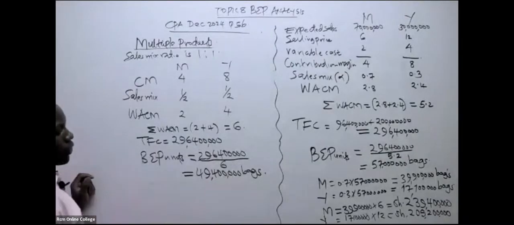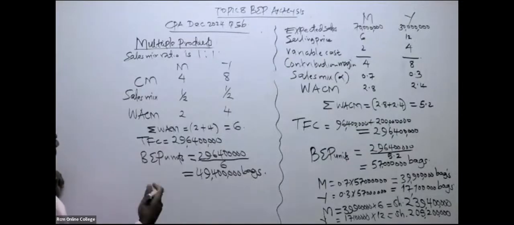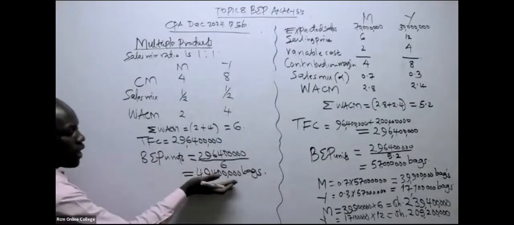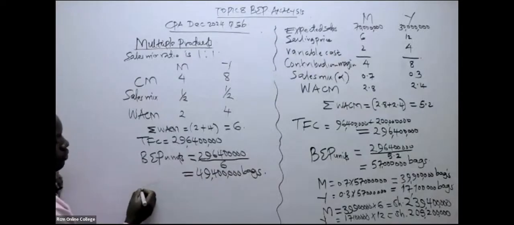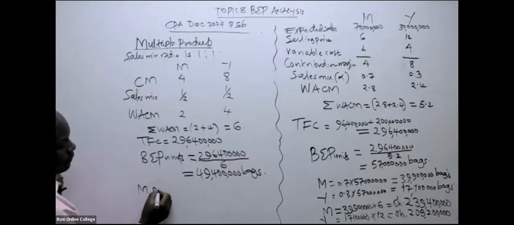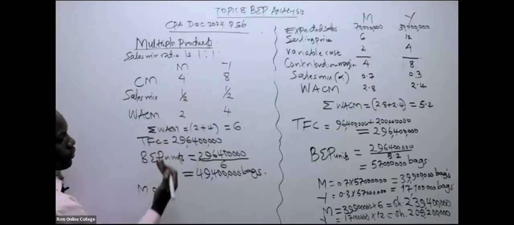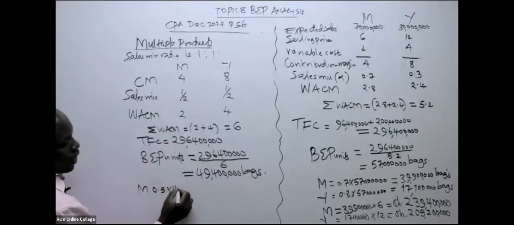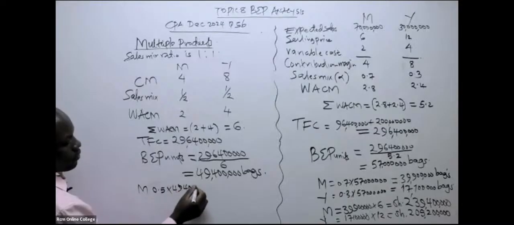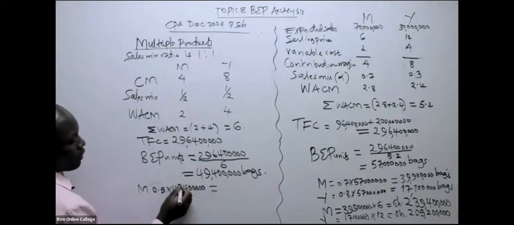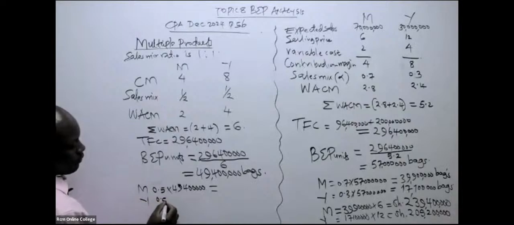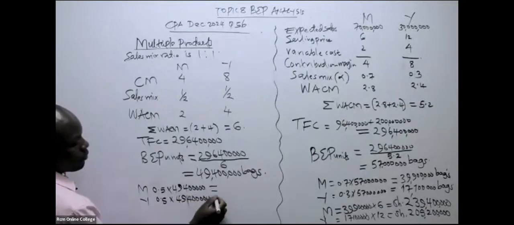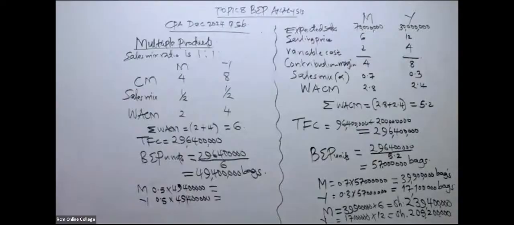49,400,000 bags. Good. Can I get break-even point for each product? So for product M, it will be 0.5 of 49,400,000 bags. What will we have? Product Y, 0.5 of 49,400,000. Product M, 24,700,000.